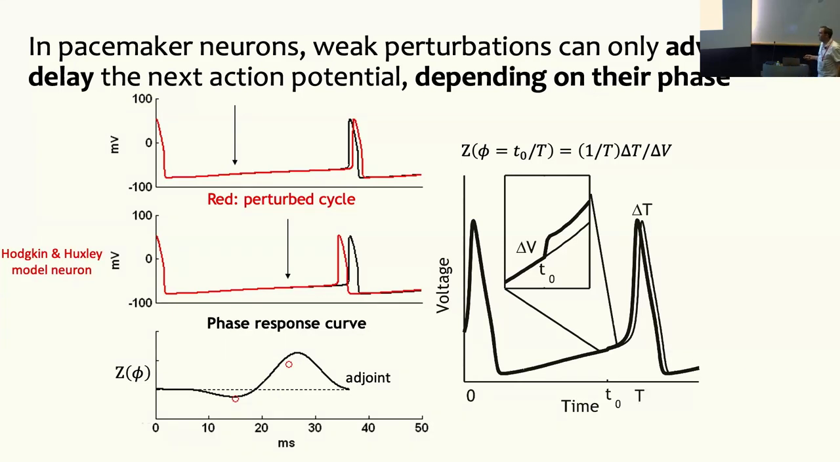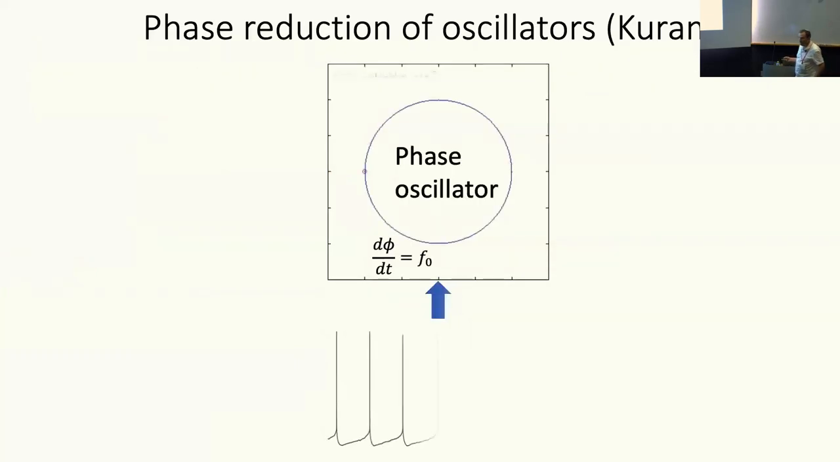Programs like XPP can do that. It's called the adjoint method. So this is the full precise phase response curve for this neuron. And you see that it has regions where depolarizing inputs will advance the spike and regions where they will delay it. But importantly, this really gives us a simple way to describe pacemaking neurons.